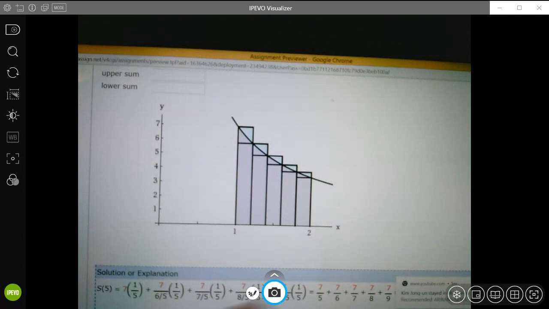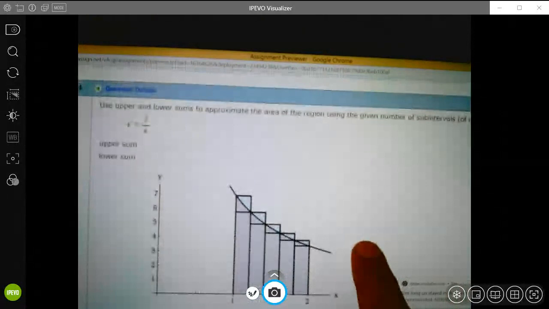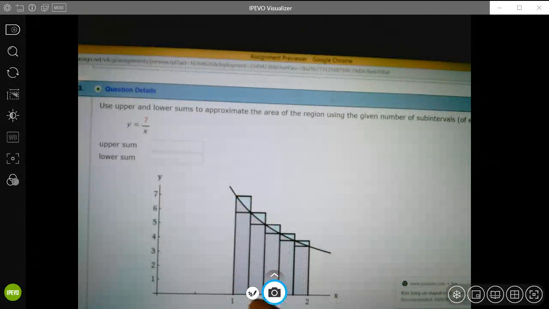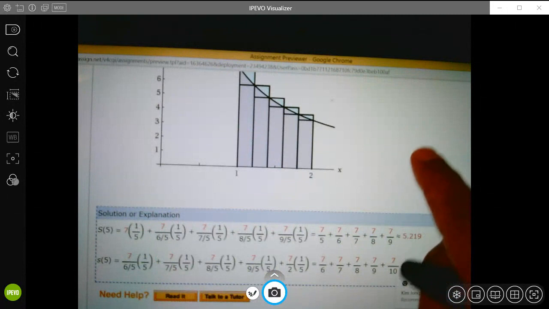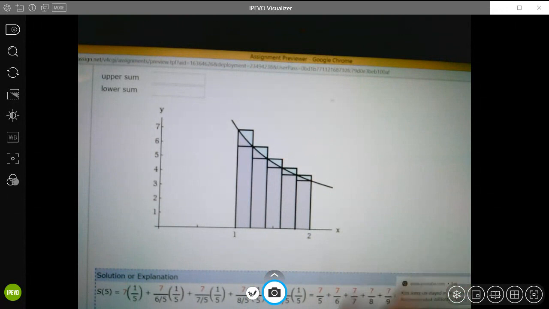So now how do you compute this? The first box is 1 over 5 times 7. This one is 1 over 5 times the function f of 6 over 5. What is f of 6 over 5? It is 7 over 6 over 5, times 1 over 5. Now what is the next point? It is 1 plus 2 over 5, which is 7 over 5. Each time you add 1 over 5.